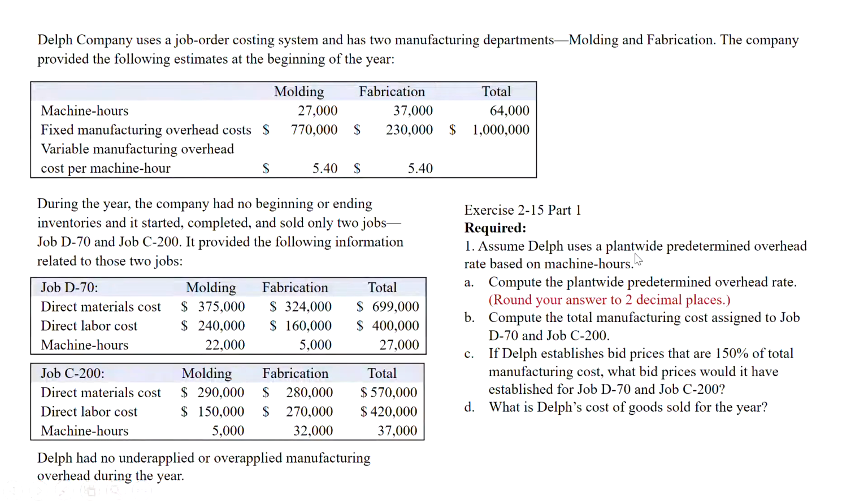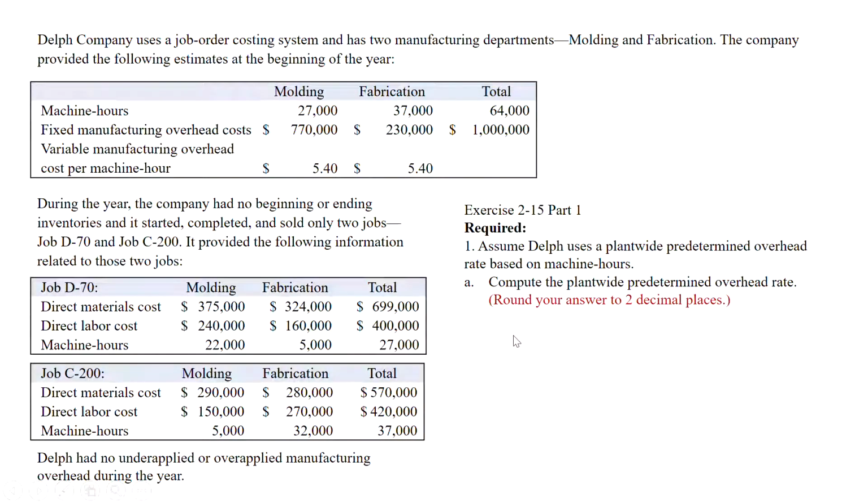We're actually going to use a plant-wide predetermined overhead rate, so just one overhead rate for the whole entire company. Part two, which is going to be in a separate video, is going to cover using departmental overhead rates, because for this company and these products, they actually go through two different departments, and that's molding and fabrication. Again, a separate video. And this is covering exercise 215, a very similar problem, same setup, just different numbers, so you can take a look and help as far as guidance for working your particular exercise problem.